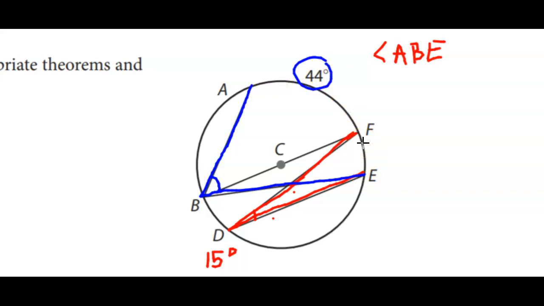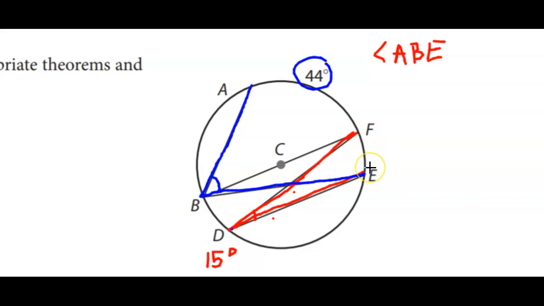So FE, we know that FE is 15 degrees, right? If FE is 15 degrees, we also know that BD right here would be 15 degrees too, because they share that same chord from here to here to here. They all share the same chord. Okay, what we're trying to find out though is how much this is from here to here.